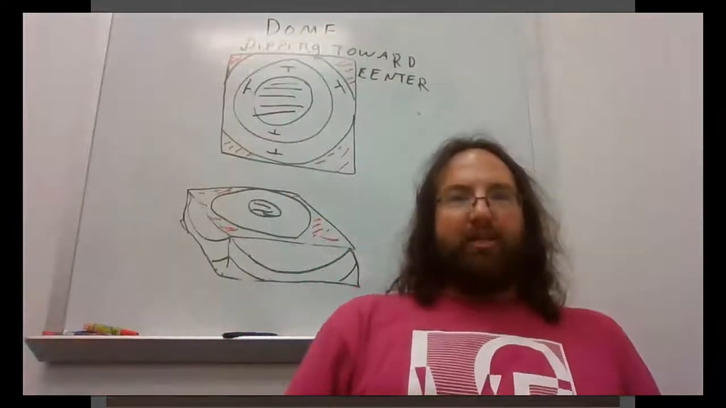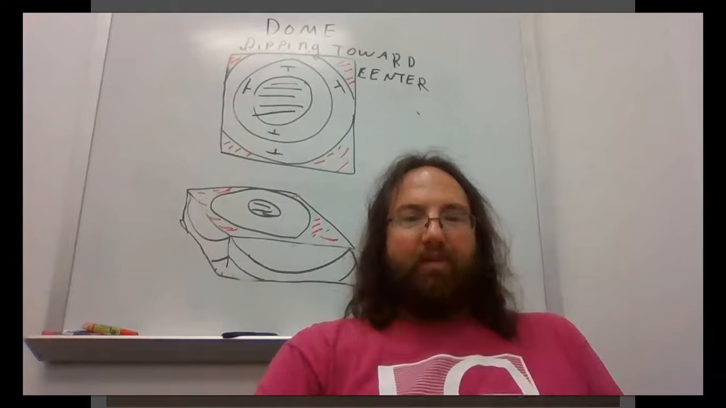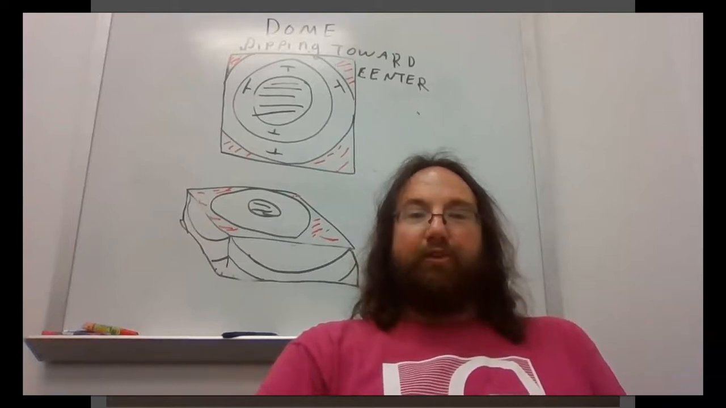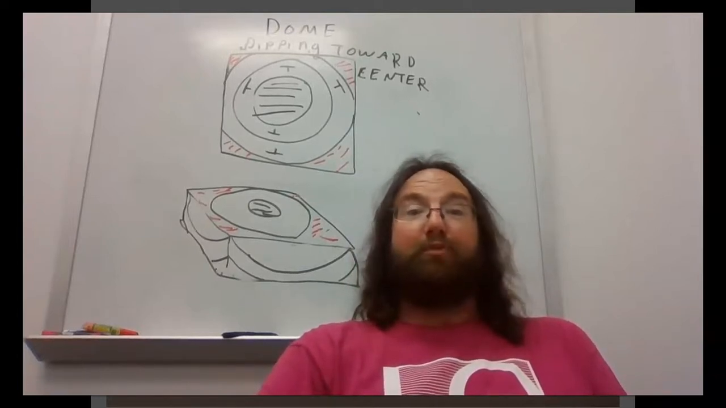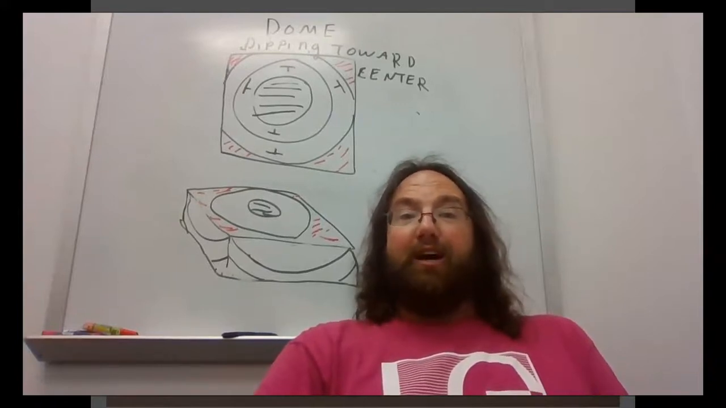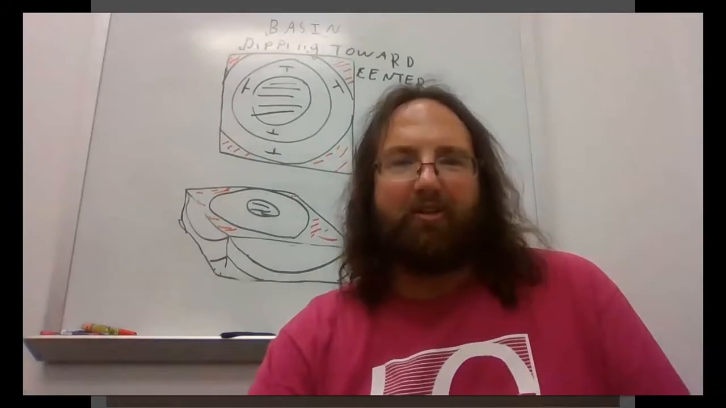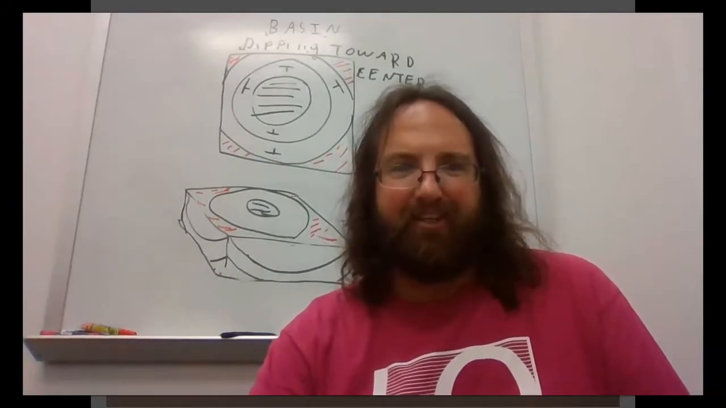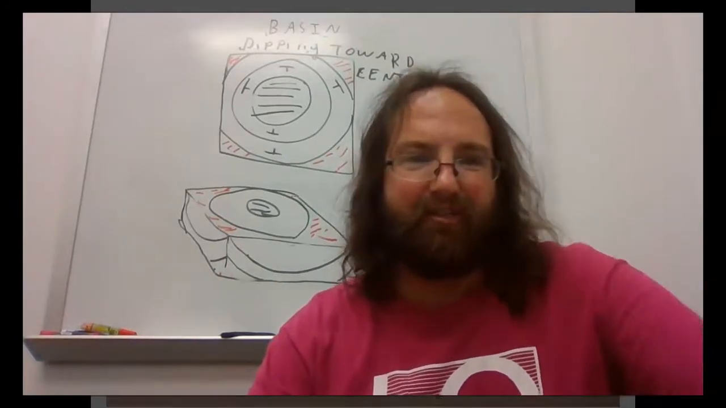You get that the dome is dipping away from the center, and the basin toward it. And now we're going to take a little tour and see if we can find a couple of domes. And trust me, there are plenty of them around the world, and they're visible from space, just like the Eye of the Sahara. There are plenty of basins in the world too. Let's take a look and see what we can find.